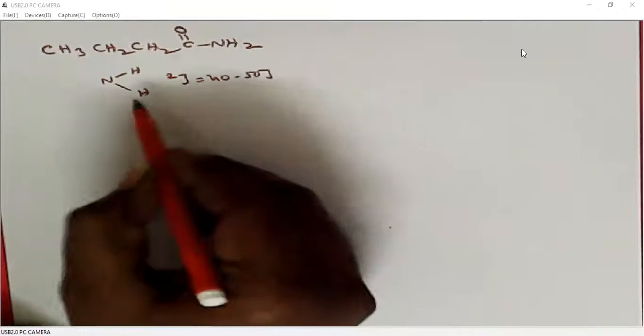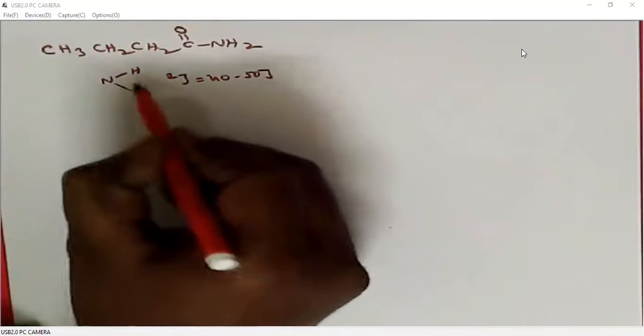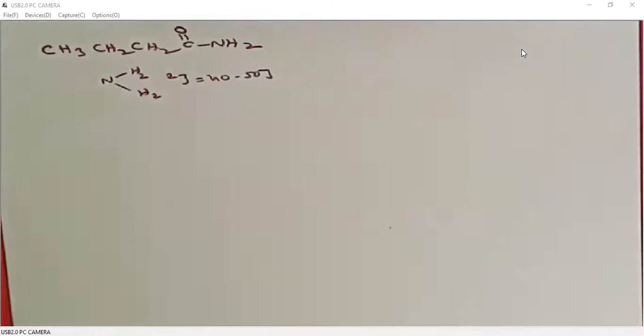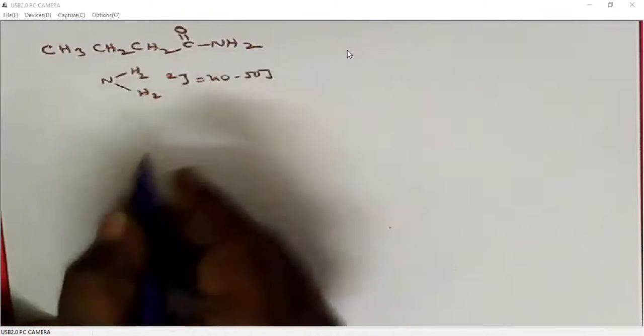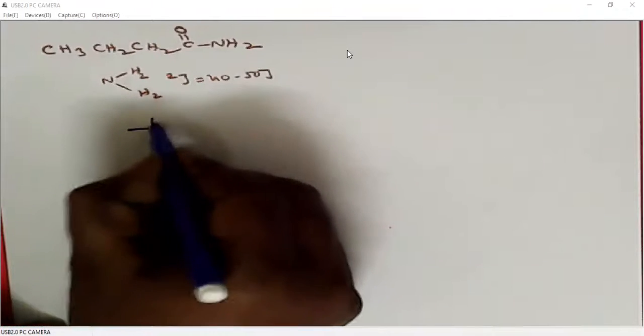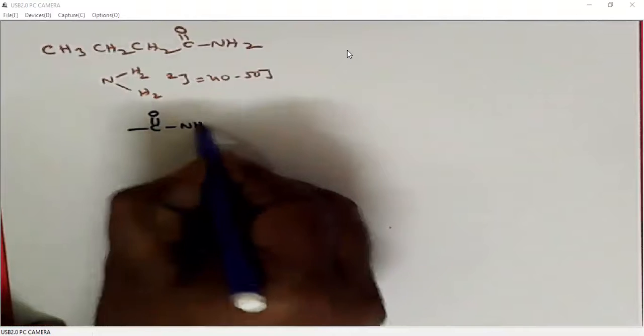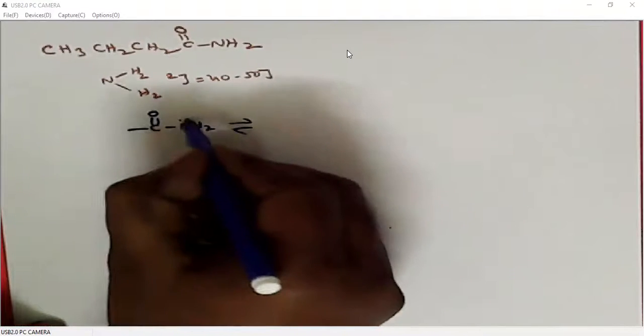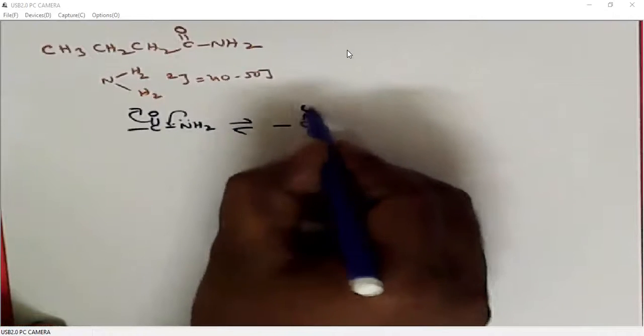And not only that, here we observe two different delta values for these two hydrogens. We observe two different delta values for these two protons. Why? Because as we know, the amide bond order is not one, right? Amide involves resonance.